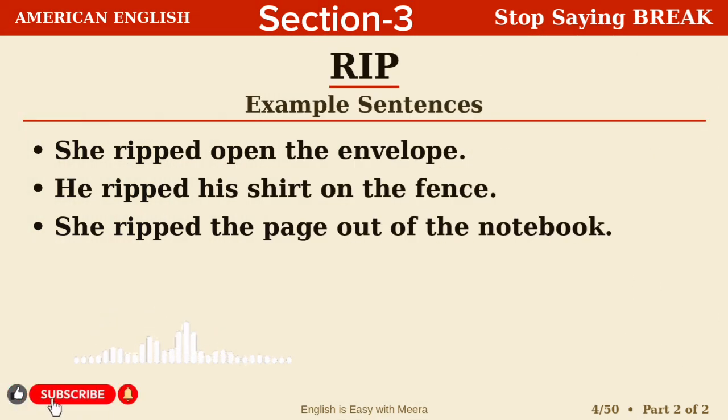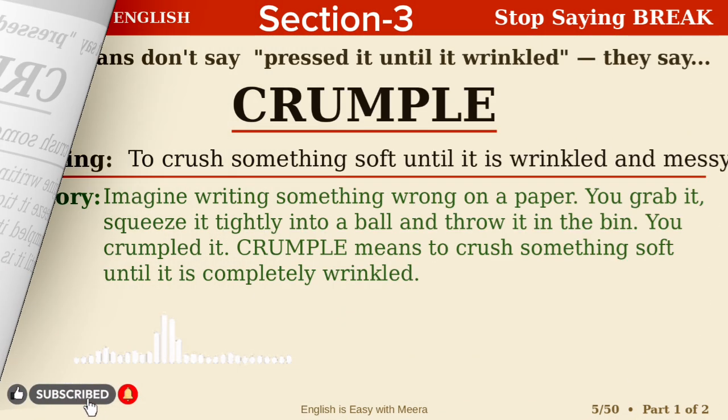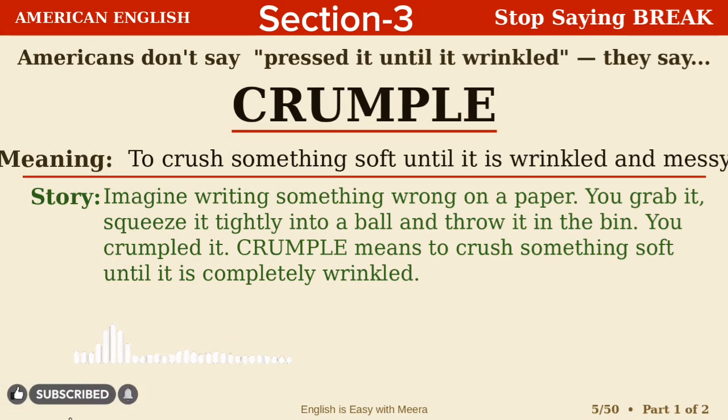Example. She ripped open the envelope. He ripped his shirt on the fence. She ripped the page out of the notebook. 5. Crumple. Americans don't say, pressed it until it wrinkled. They say, crumple. Meaning, to crush something soft until it is completely wrinkled and messy.